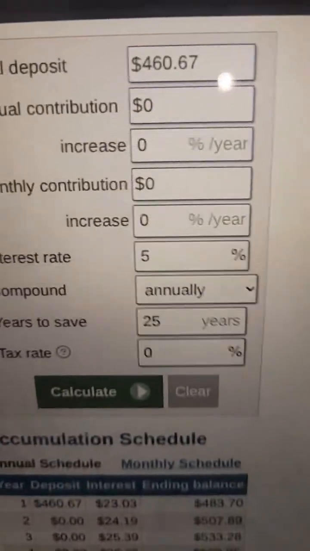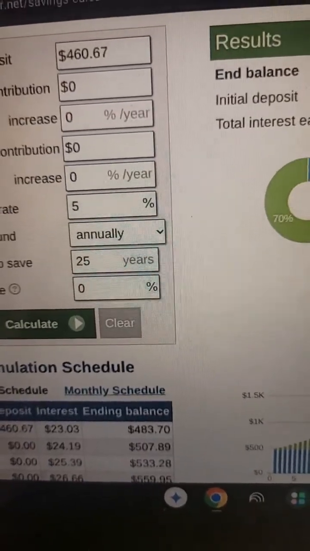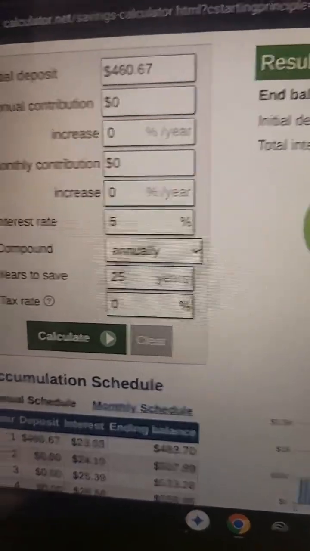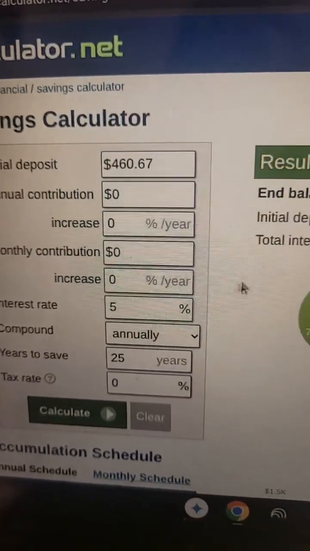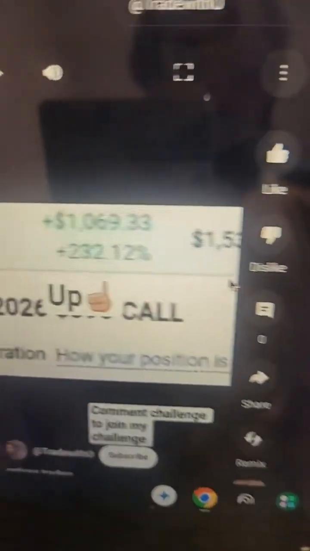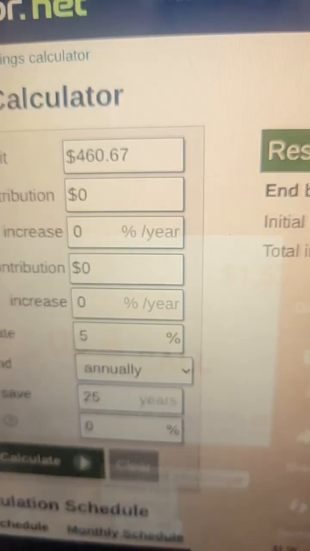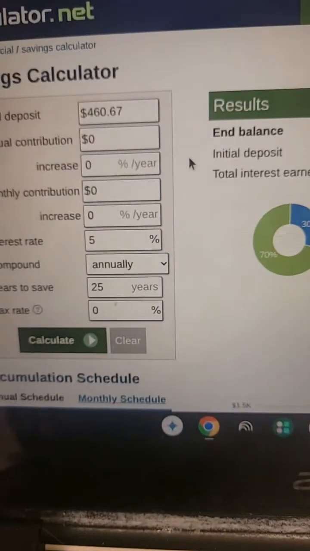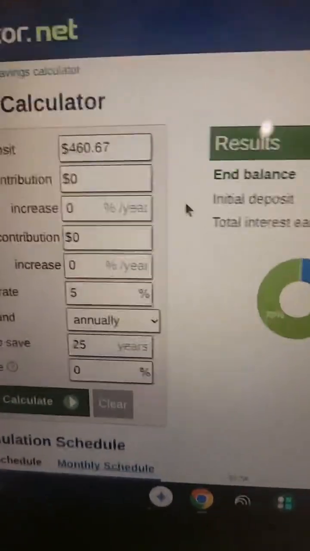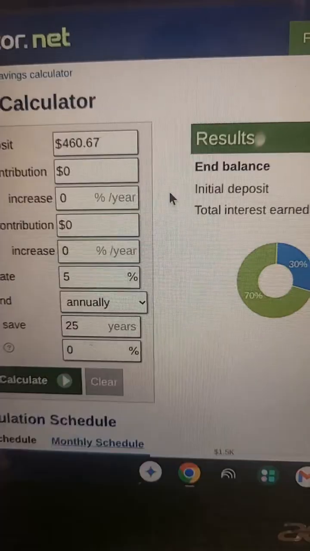So as I said, guys, it will take you 25 years at 5% to make the same amount with a 5% return on a savings account. I'm using this calculator.net savings calculator here, and it took me less than a year in option trading to make 232.12%, right? So less than a year versus 25 years. As I said, nothing against a high yield savings account. I would definitely recommend not getting a regular savings account where you're getting 0.001 or so percent.